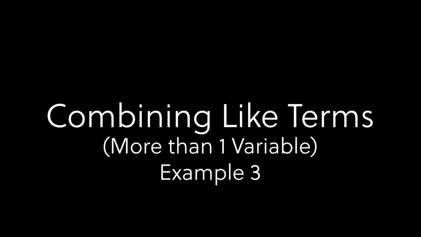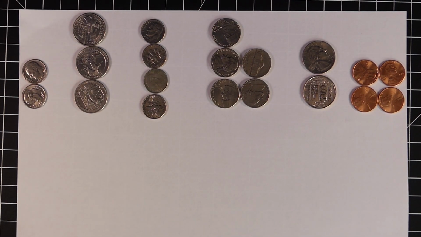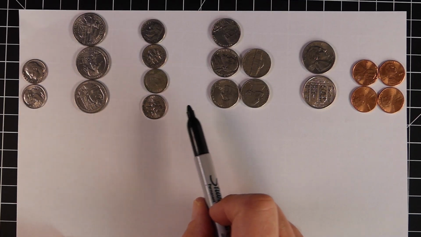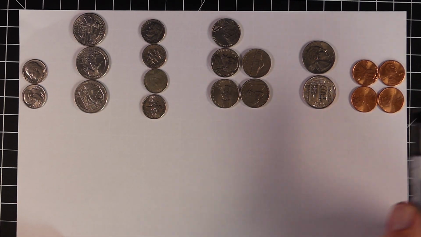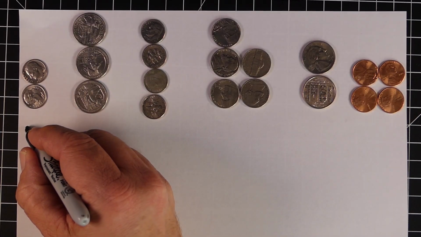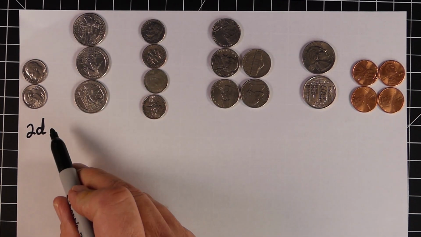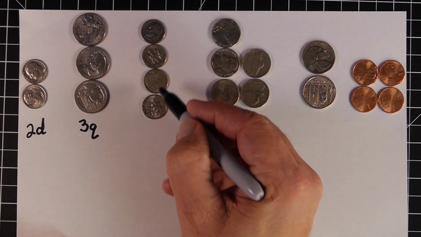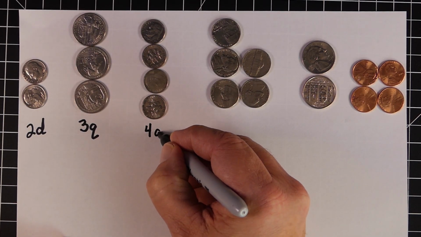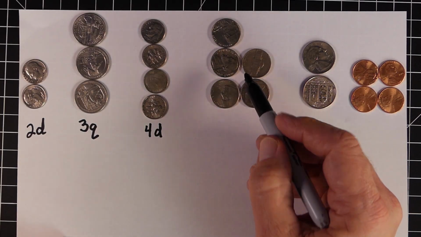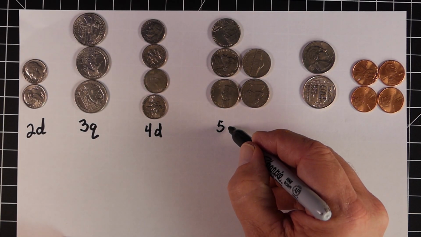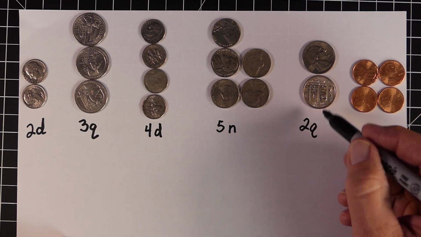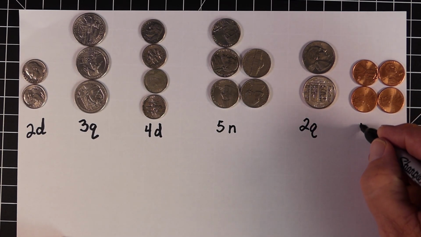So next we're going to combine like terms, but this time we're going to have more than one variable. You see here I have what appears to be 6 different piles of coins. We have some dimes, some quarters, some nickels, some pennies. I'm going to write these so they each have a variable, basically just taking the first letter of the coin. So you'd have 2d plus 3q plus 4d plus 5n for the nickels. Over here we'd have 2 quarters, so 2q, and finally we'd have 4p for the 4 pennies.